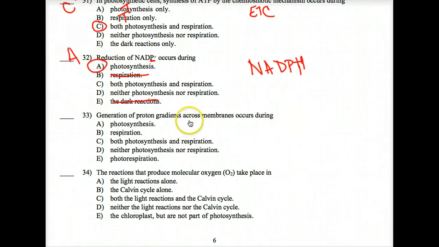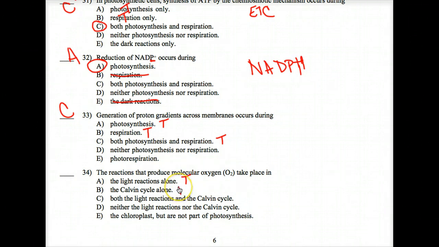33. Generation of proton gradients across membranes occurs during photosynthesis? Yes. Respiration? Yes. Both photosynthesis and respiration. This is the same question as number 31, so that's C also.